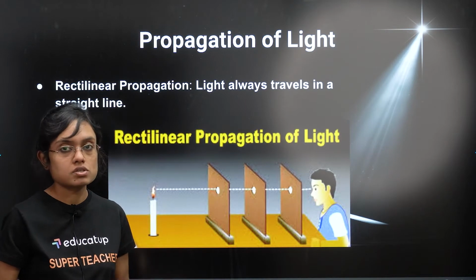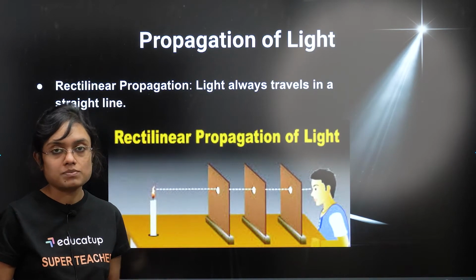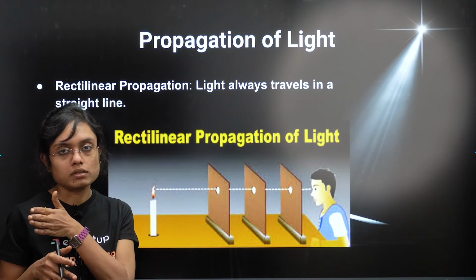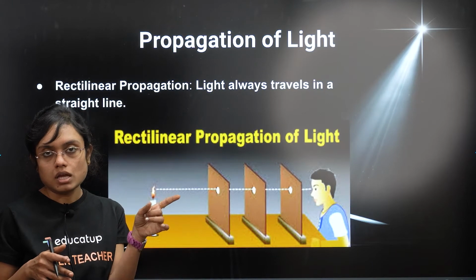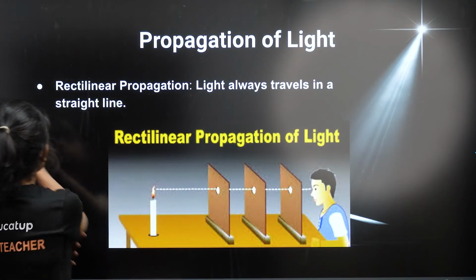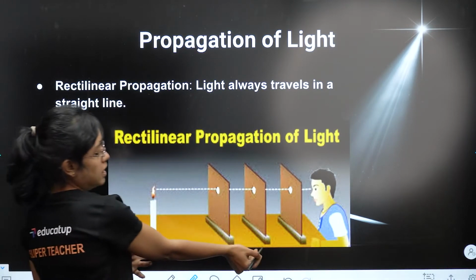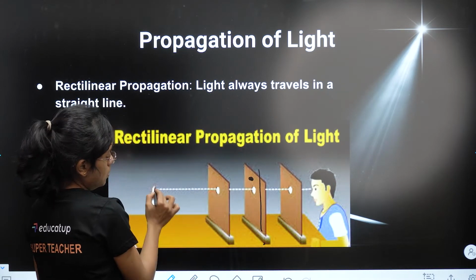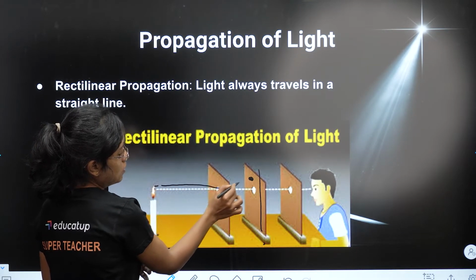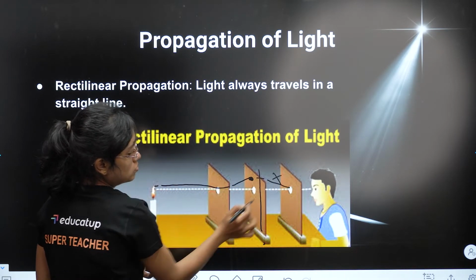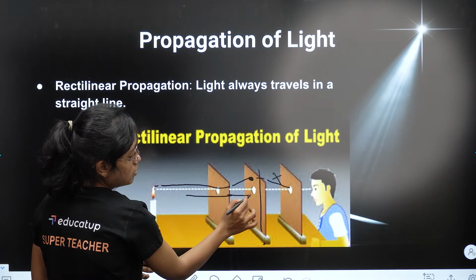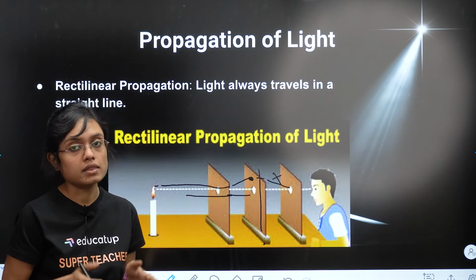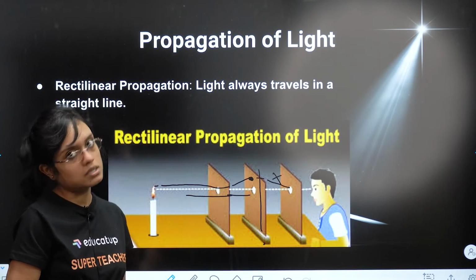You can see the image on the screen. A candle flame has been lit and cardboards have been put up with holes at the same point, and the person is looking at it. Now, if you lift one of the cardboards up and the hole comes over here, light will not go like this. No, it will still be traveling like this only. It will be obstructed over here. So this shows us that light always travels in a straight line, and this traveling of light is known as rectilinear propagation.